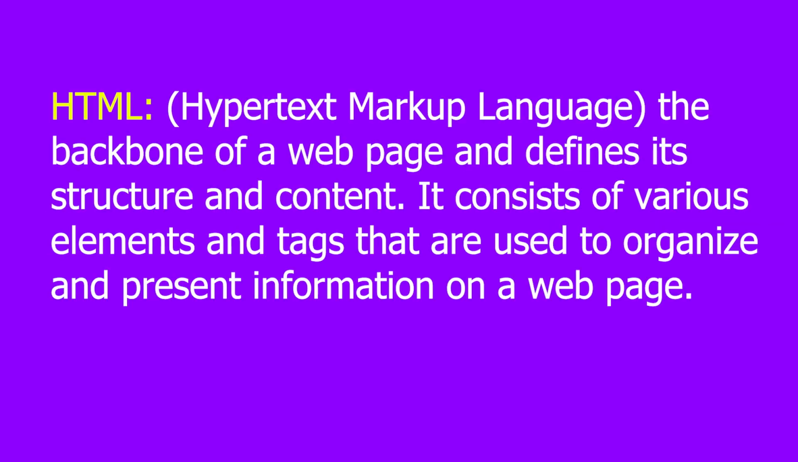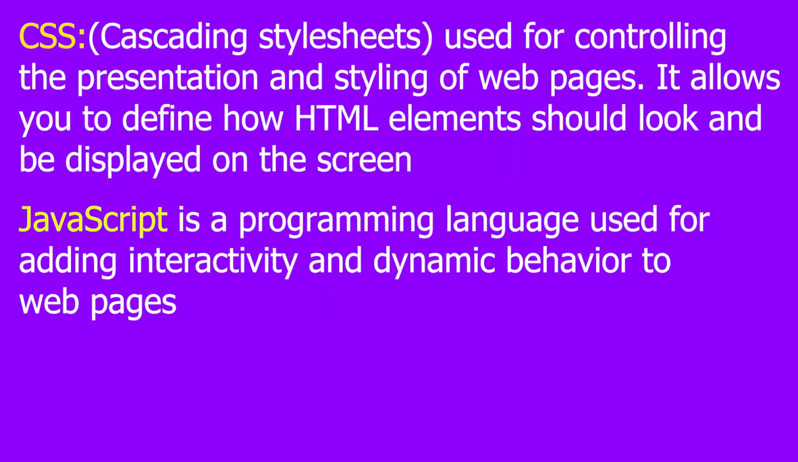Now, what is the difference between HTML, CSS, and JavaScript? HTML is basically hypertext markup language, which adds content to a web page using different elements and tags. CSS is cascading style sheets, which is used for controlling the presentation and styling of a web page. JavaScript adds dynamic behavior to web pages and makes a web page more interactive.